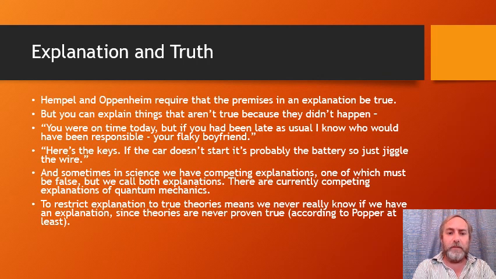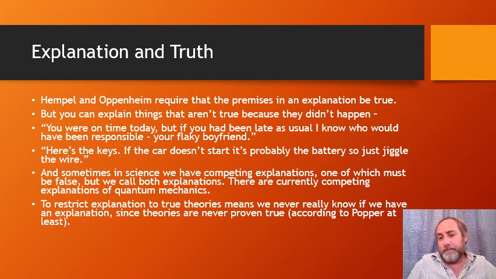But now Scriven's going after explanation truth, right? So recall that Hempel and Oppenheim were a little worried. They said, well, the premises in the explanans from which you deduce the explanandum have to be true. They can't just be well corroborated, right? Because we don't want to say that old theories that have turned out to be false gave us good explanations. But Scriven says, no, I can certainly explain things that aren't true, right? In particular, things that didn't happen.